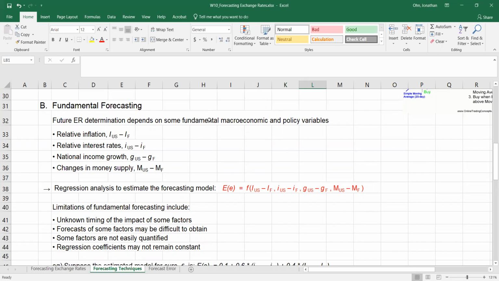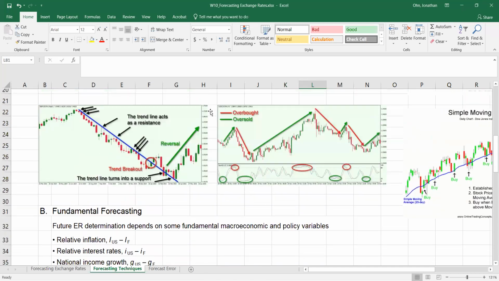Limitations of fundamental forecasting include unknown timing of the impact of some factors. Forecasts of some factors may be difficult to obtain. Some factors are not easily quantified, and regression coefficients may not remain constant. All right. Okay.